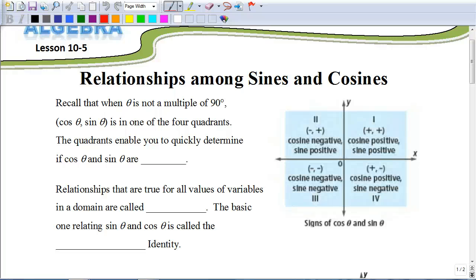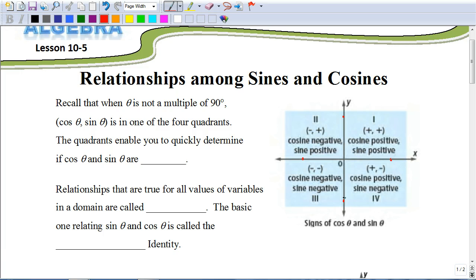Okay, in this video we're going to be delving deeper into the unit circle. We were introduced to the unit circle in the previous section. And remember, in the previous section we just focused on the intercepts that the unit circle made with the x and y intercepts.